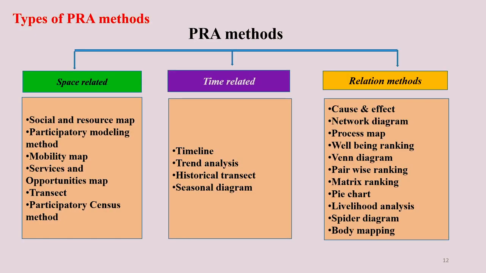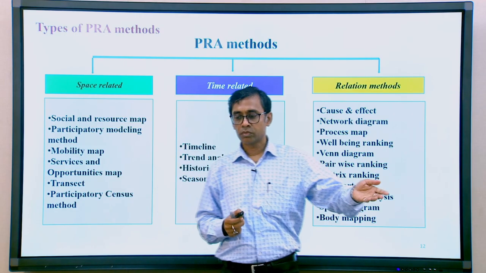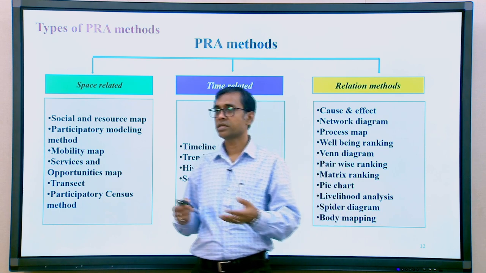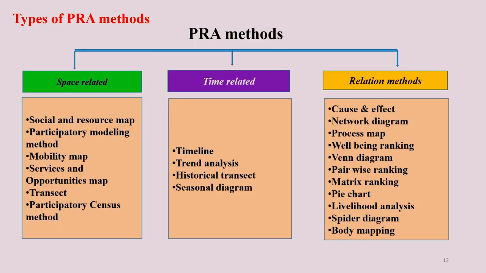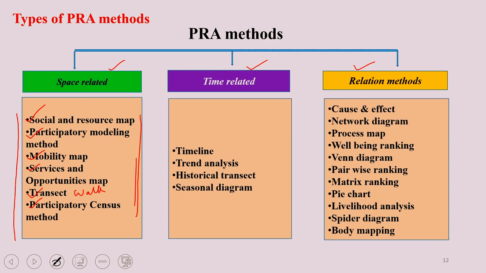So now we will discuss the different types of PRA methods. Just now we discussed the advantages and, importantly, the disadvantages of PRA exercise. Now, what are the different types of PRA that we can carry out? First is space related methods, second time related, and third relational methods. Within space related methods, what are the different methods we can carry out under PRA? Social and resource map, very important. Participatory modeling method, mobility map, services and opportunities map, transect, or what we call transect walk, and participatory census methods. I will discuss each one of them separately in the upcoming classes.